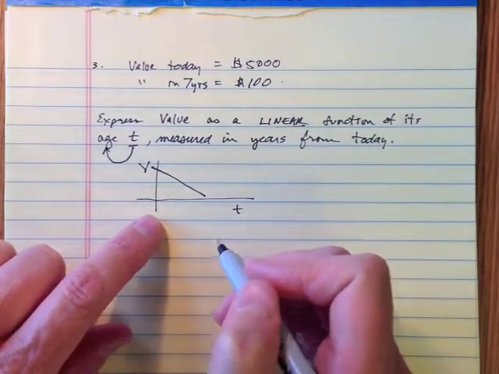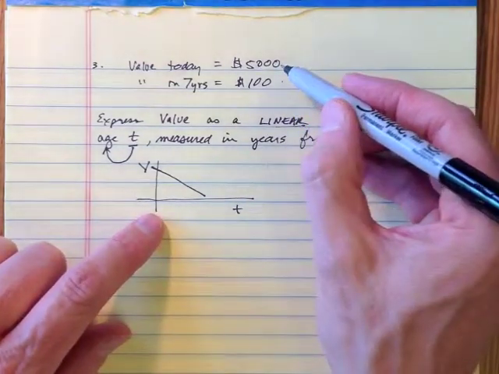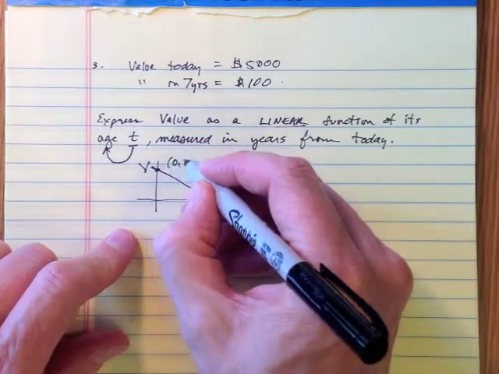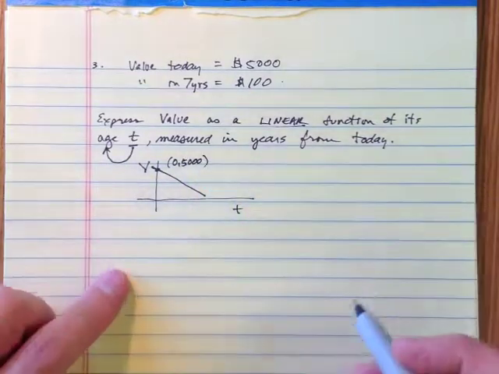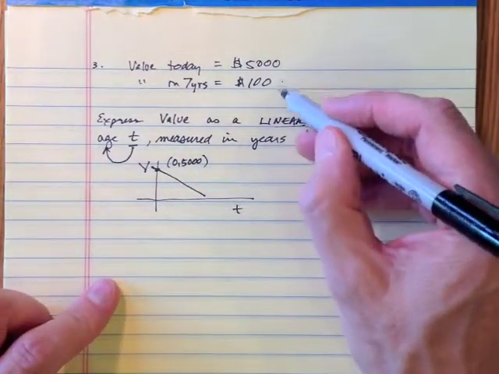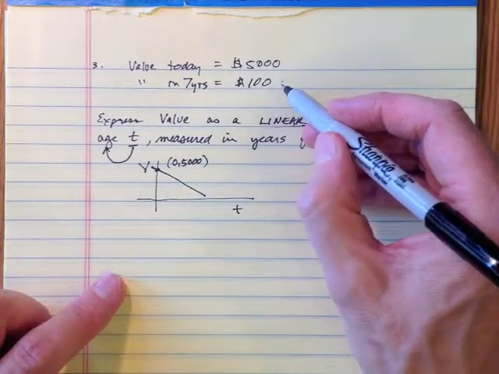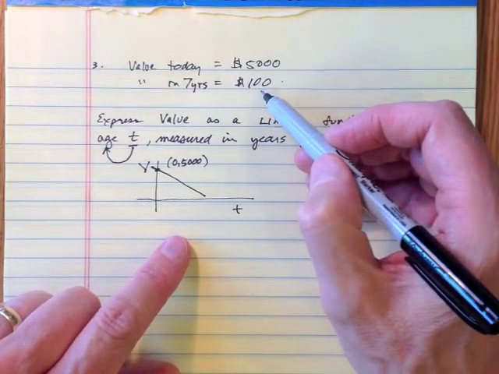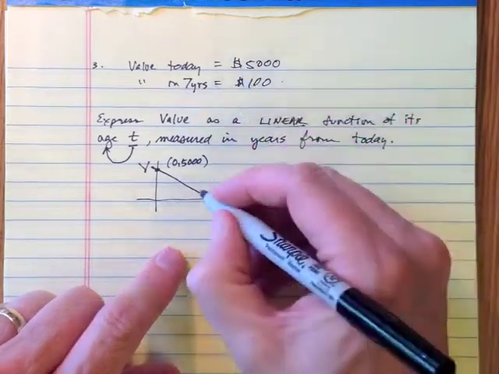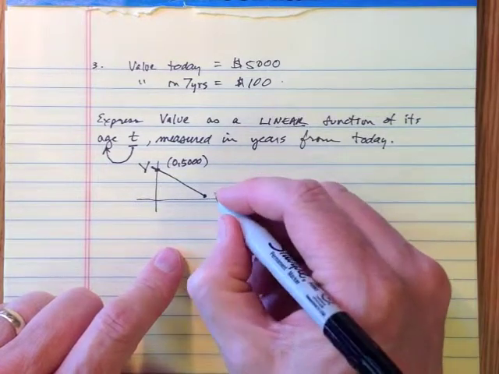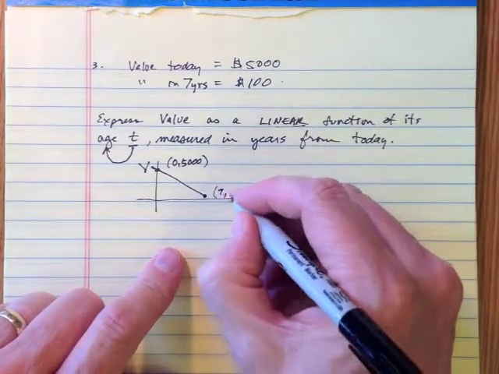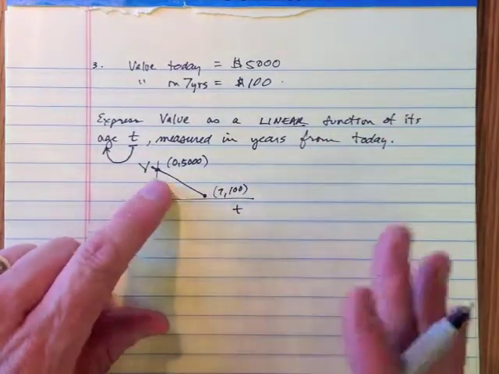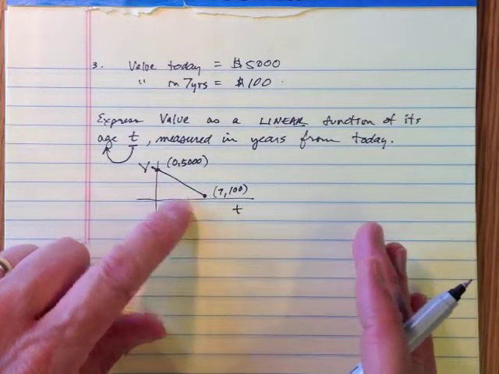So they've given me a point on this line because v is 5,000 at time 0. This is also a point on the line. They're telling me a t and a v that go together. In 7 years from today, the thing will be worth $100. 7 years from today, t will be 7. Maybe that's that point right down there. When t is 7, the value is 100. They want me to find the equation of that line. Not just an equation for it, but the equation, the function whose graph is that line.